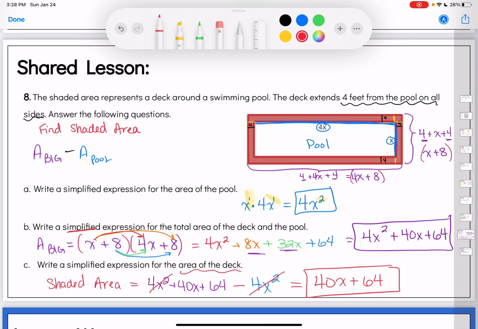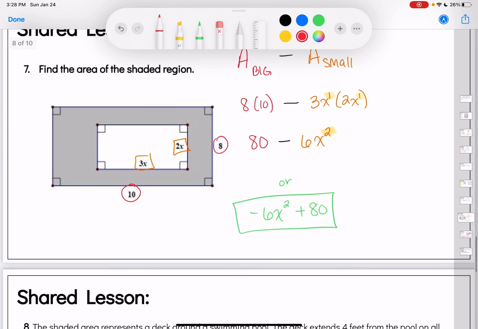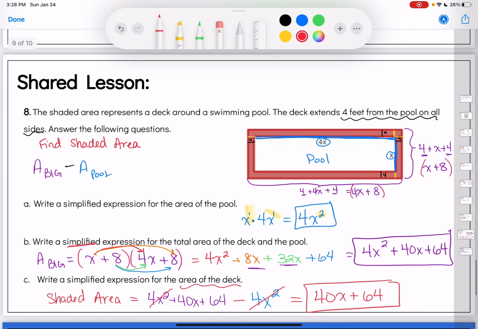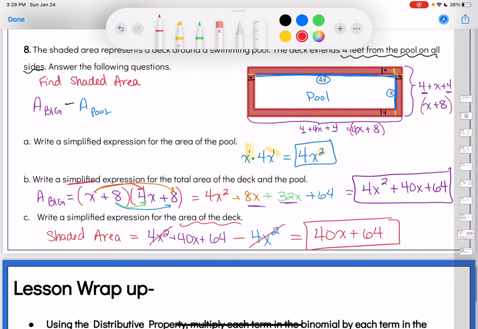So that's about as complicated as it gets, where you had to find your own expressions for the big one, but the idea was the same. It's all that shaded area idea, right? Find the area of the big one minus the area of the small one. Here I had to understand that I had to add 4 on both sides to the little one to get my big one. But the idea is the same.